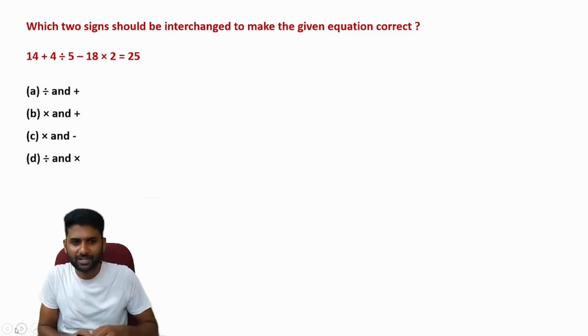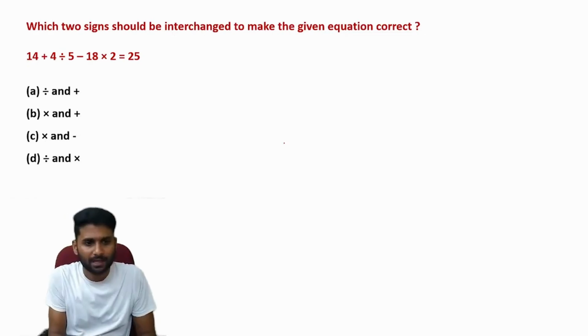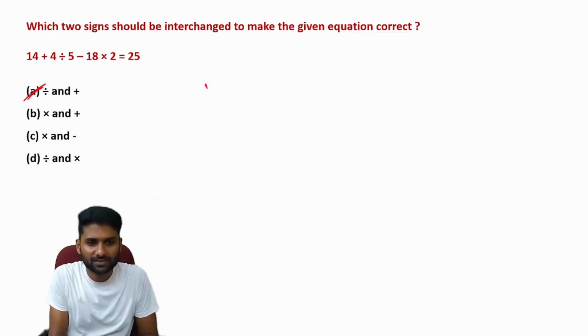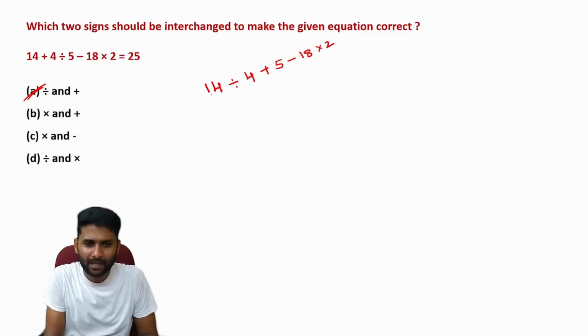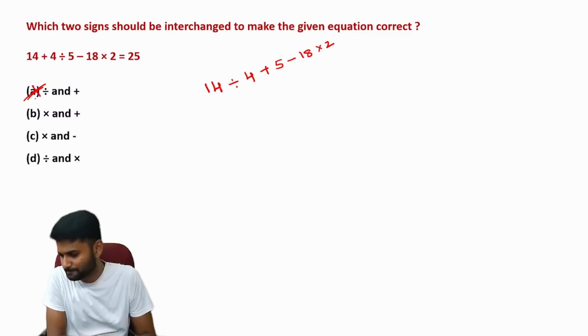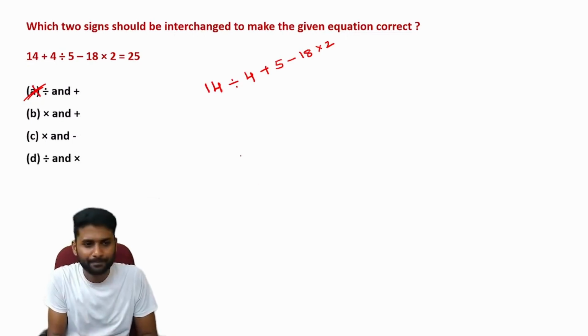Now see this information: which two signs should be interchanged to make the given equation correct? Let's use the option verification. In option A, plus should be interchanged with division and division should be interchanged with plus, giving 14 divided by 4 plus 18 divided by 2. Is it 25? If 14 is divided by 4, you will get a decimal value. So A is not a suitable answer. Let's check option B: plus should be interchanged with multiplication, and 8 multiplication with plus.